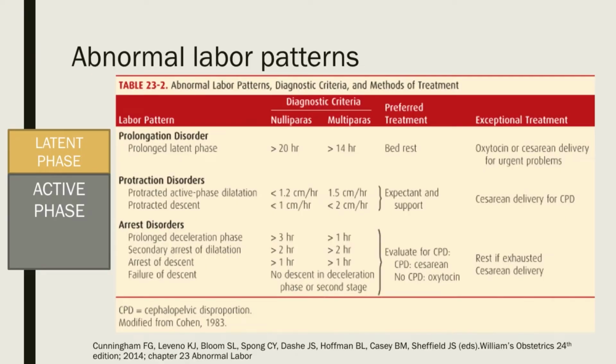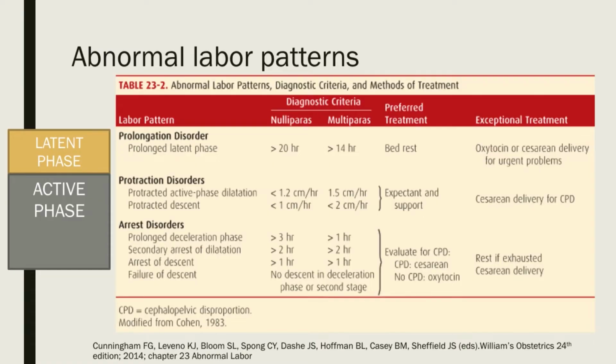So basically, we have three types of abnormal labor patterns: the prolongation disorder, protraction disorder, and the arrest disorder. Among these three, the easiest to rule in or rule out would be prolongation disorder, because it's the only abnormal labor pattern that is seen during the latent phase. What does that mean? It means that if you have a patient who you notice is having abnormally prolonged labor, and an internal examination at the time of presentation shows her cervix is just 4 centimeters dilated or less than 4 centimeters, then the abnormal labor pattern for this patient is automatically prolongation disorder.